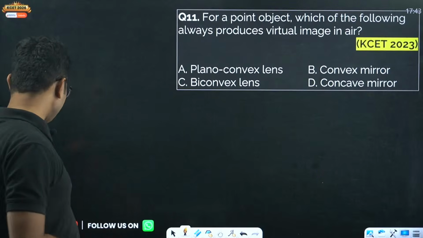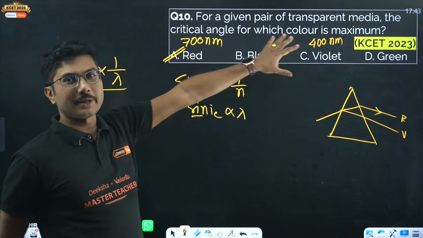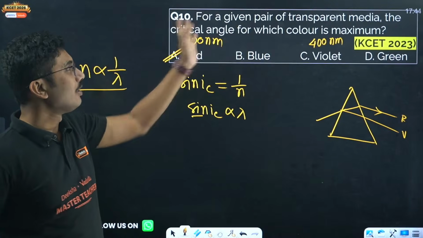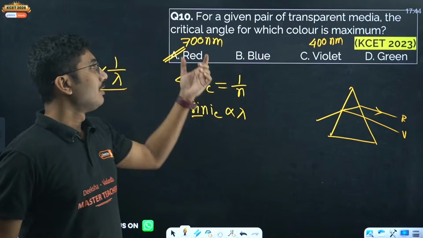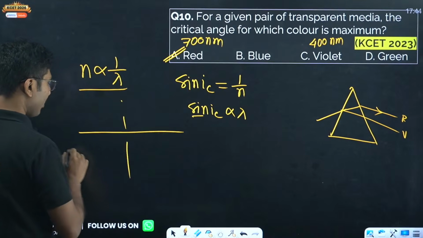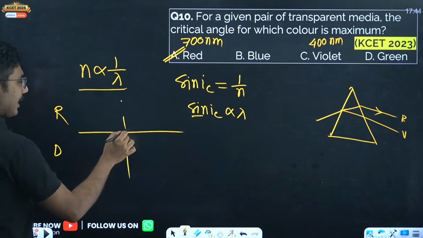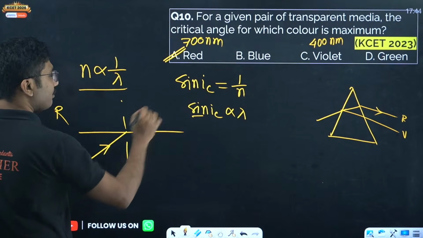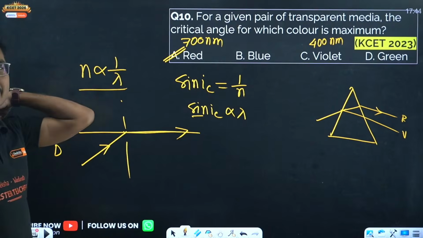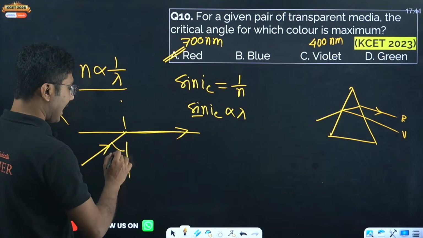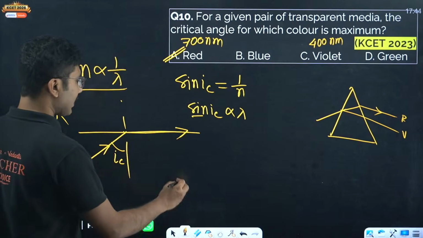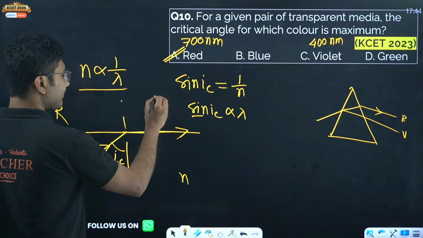Repeat the 10th question. I think I repeated it enough. Remember that for a given pair of transparent media, they ask for which color the critical angle is maximum. What is critical angle, by the way? When light is traveling from a denser medium to a rarer medium, at a certain angle the ray of light, instead of passing on to the second medium, passes directly along the boundary between the two. That angle is called the critical angle, and it can be proven that critical angle is 1 by refractive index.